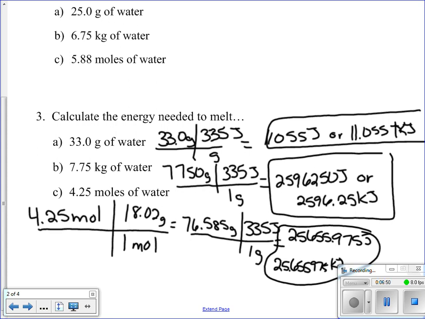And then number 4, they've given it to you in kilojoules. Move your decimal 3 places to the right. Now divide it by 335 joules per gram. On part 5, they've mixed them together. So you have to decide by the sentence that they've given you, is it vaporizing and condensing, or is it fusing and solidifying?